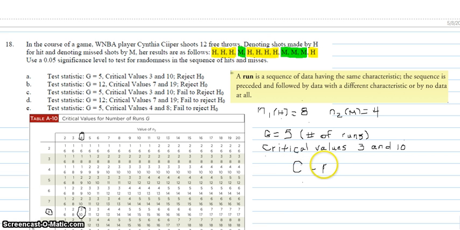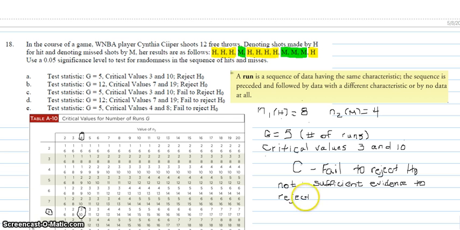Fail to reject H0. What we're saying is not sufficient evidence to reject randomness. And I will also circle the letter C.